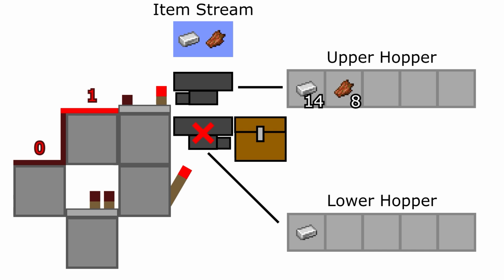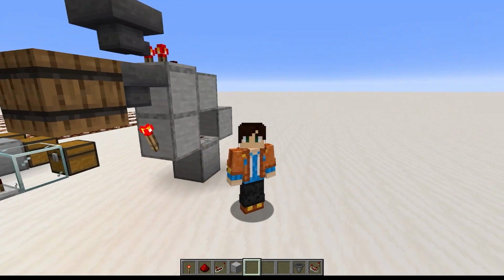The hopper is going to accumulate more and more rotten flesh, and when there are 23 rotten flesh inside of it, it doesn't matter how much iron there is, the rotten flesh will eventually start making its way into the lower hopper and then into the barrel. So that's bad. But we can deal with this problem.